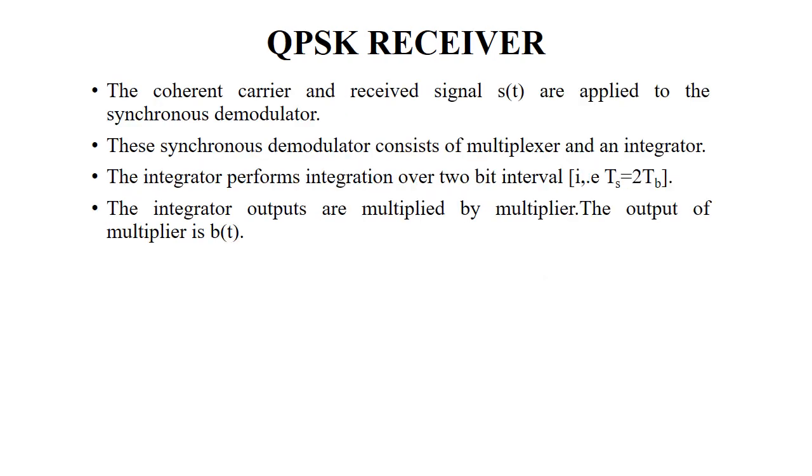The coherent carrier and the received signal S of t are applied to the synchronous demodulator, where Ts is equal to 2 TB. Here the integrator performs the integration over 2-bit intervals. The integrator outputs are multiplied by the multiplier, and the output of the multiplexer is B of t. So it is the QPSK receiver output signal.